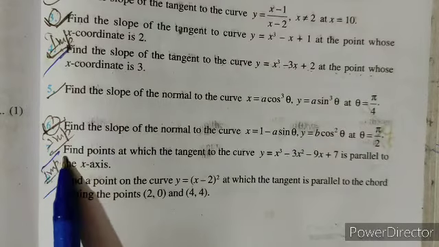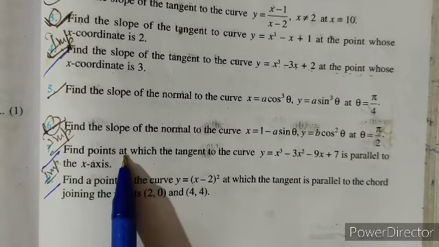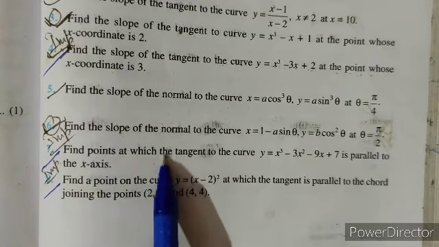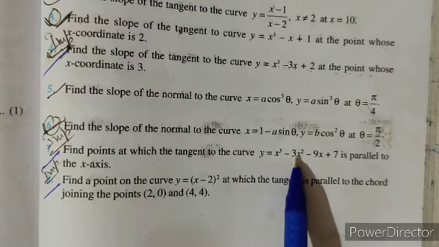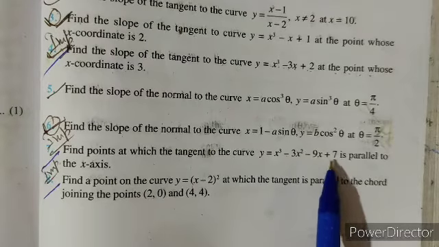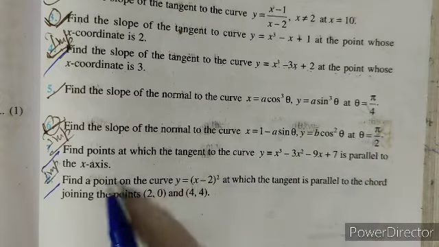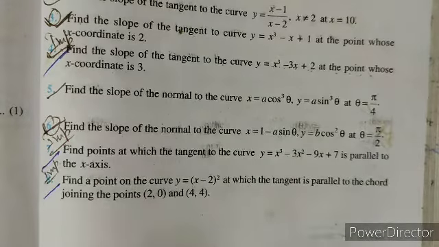In question number 7, we have to find a point at which the tangent to the curve y = x^3 - 3x^2 - 9x + 7 is parallel to the x-axis.